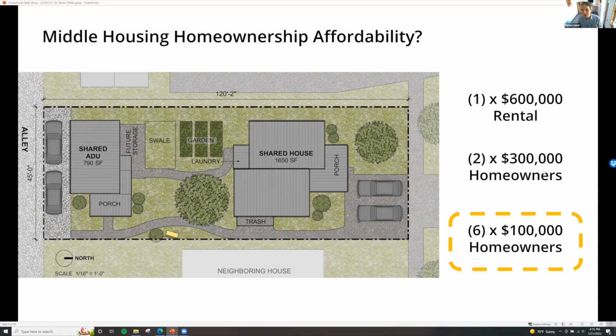Is there a way to divide this into 2 ownable units at $300,000, or better yet, can we make 6 units for ownership at $100,000 each? The math is as simple as that when it comes to housing affordability. The more units you can get in and create ownership, the more affordable it becomes.